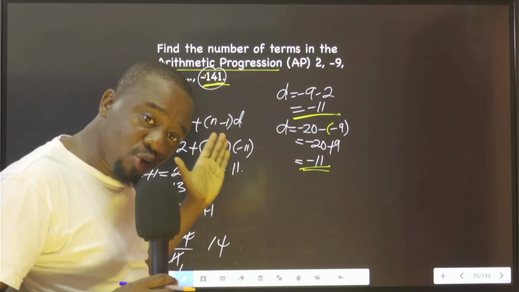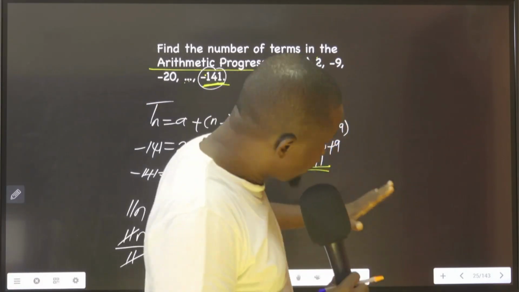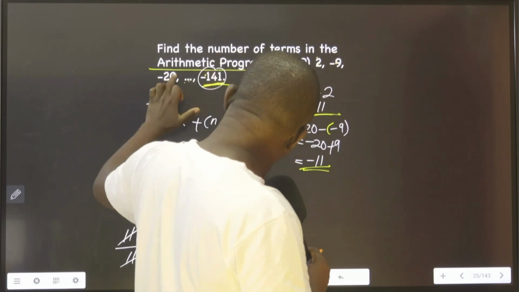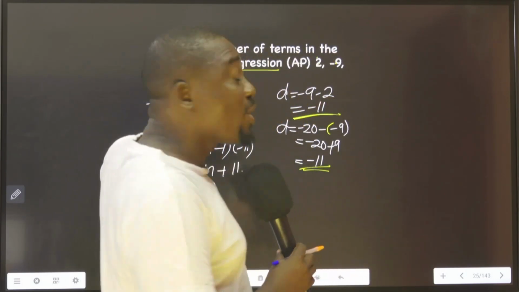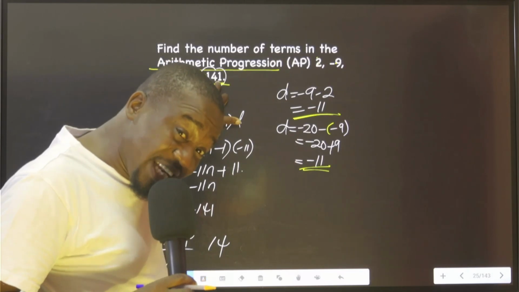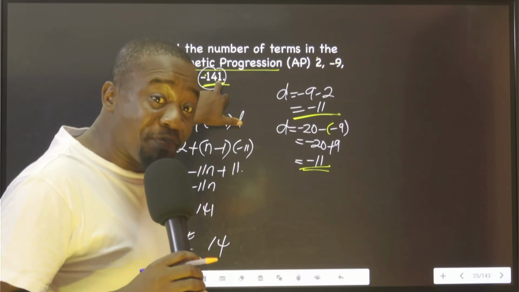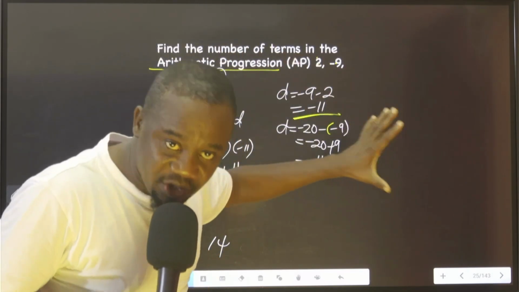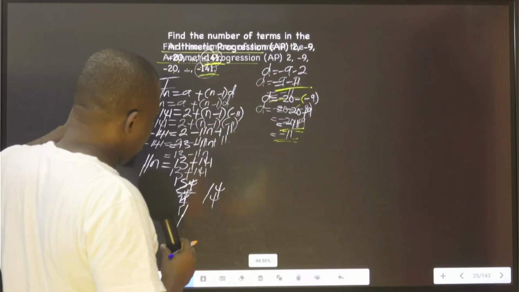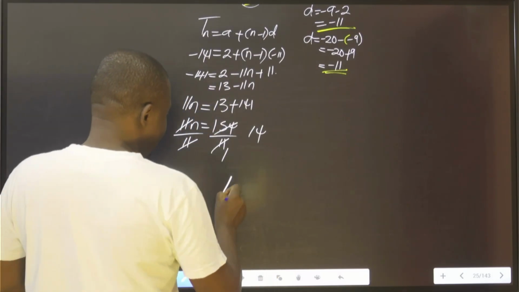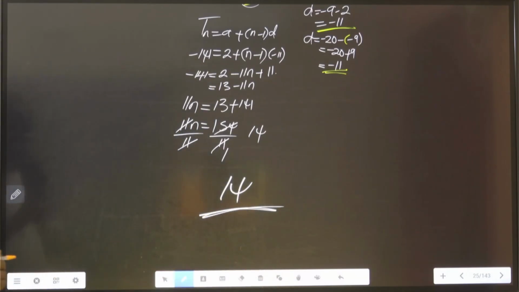Remember, if you want to know the total number of terms, you say 1, 2, 3, 4, 5, 6, 7, until you get to the last one. The position of the last one also represents the total number of terms. So our answer is 14. Hope this is understood.